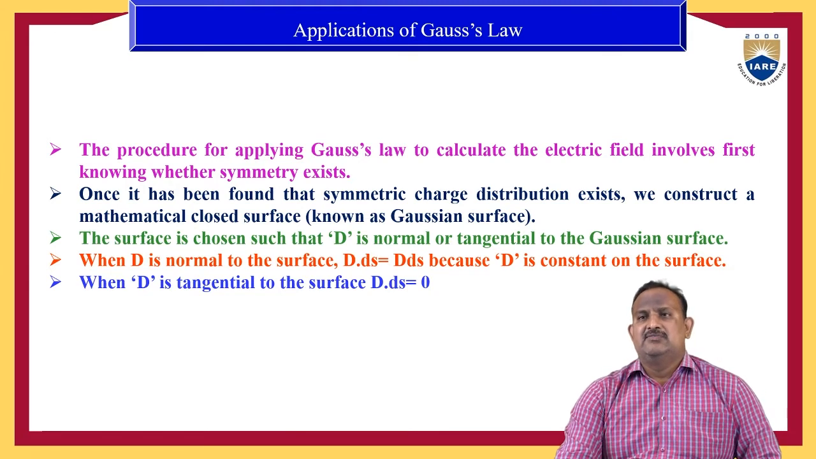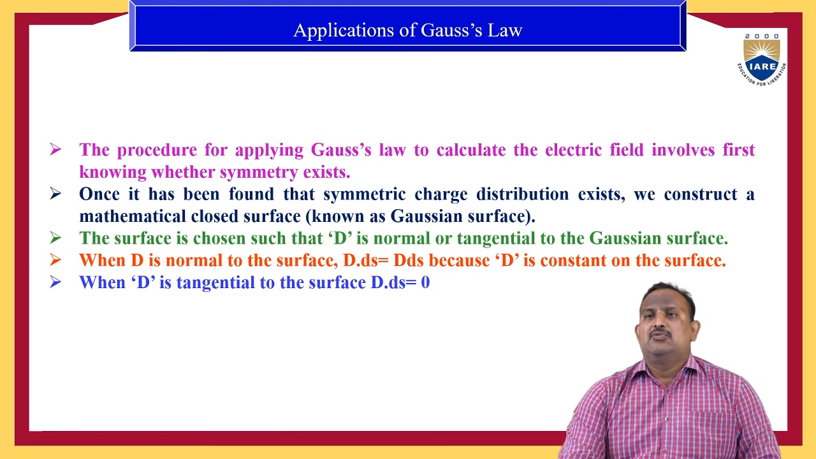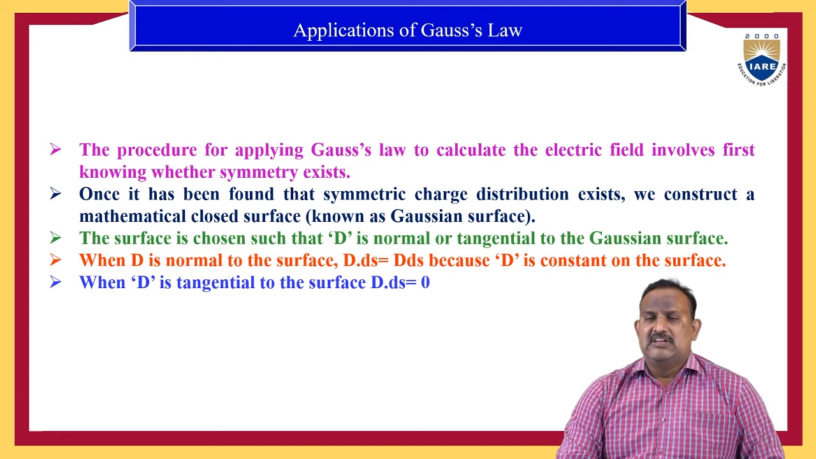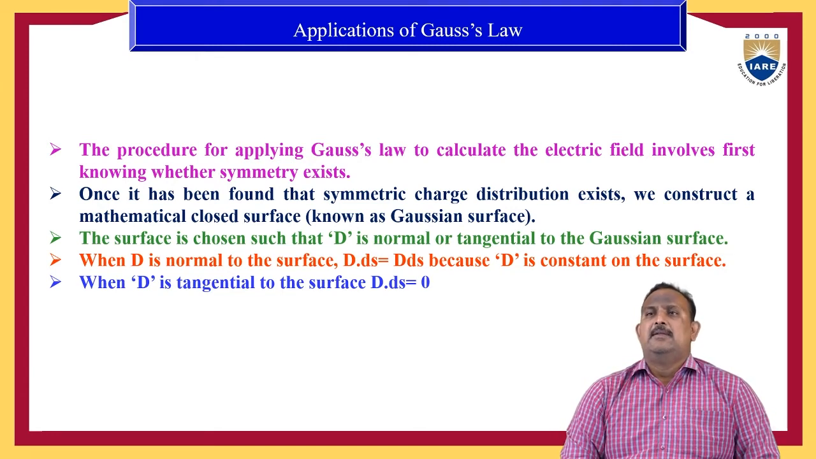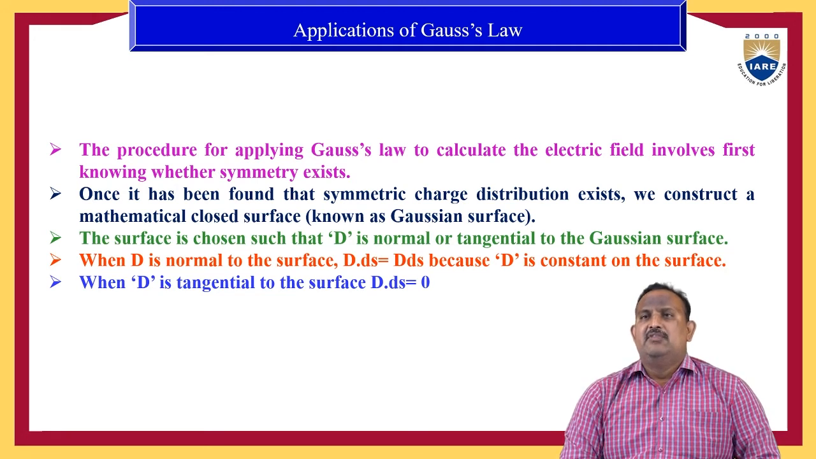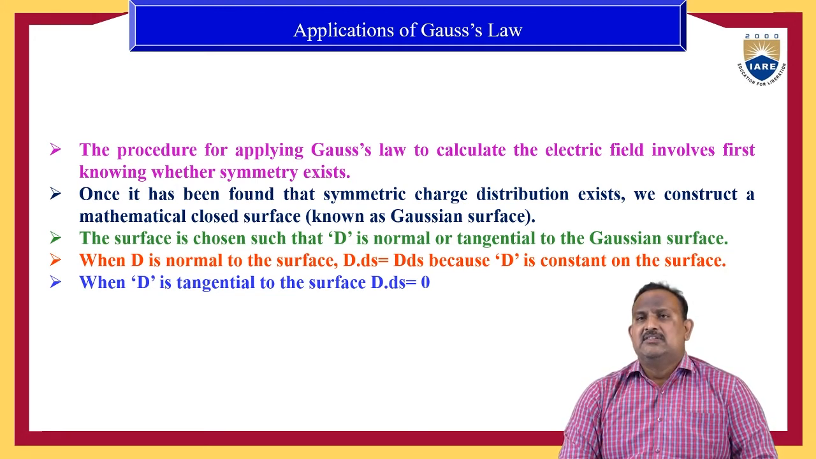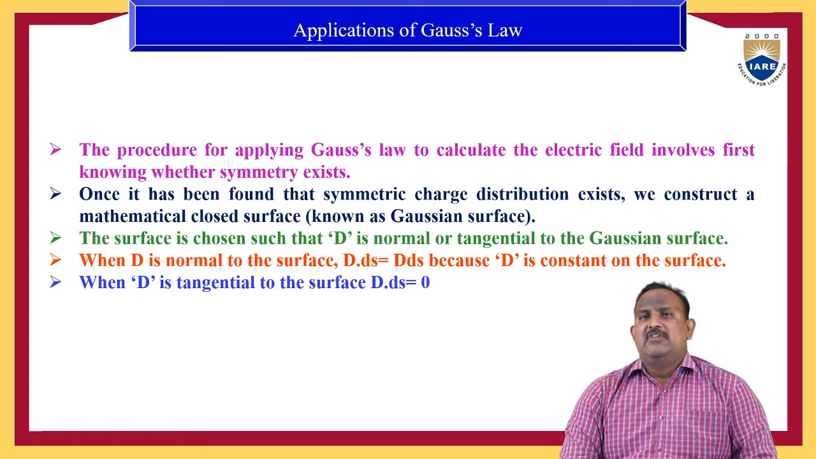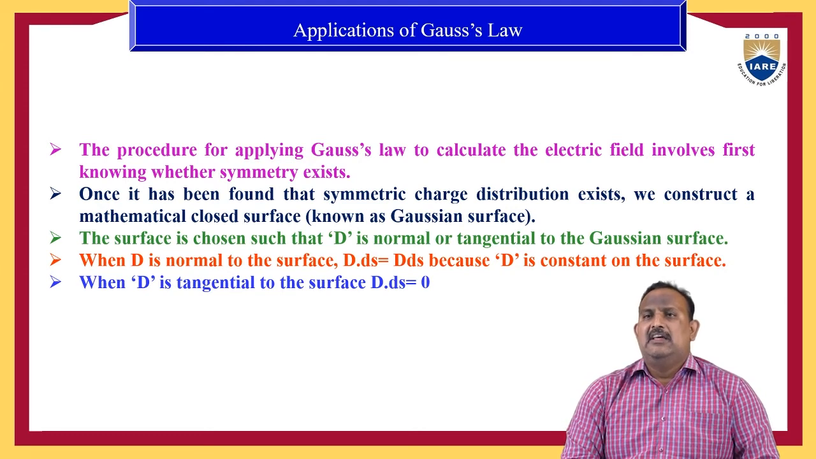These are the rules we need to follow when we are applying the Gauss law to any surface. First, we need to check whether there is a uniform charge distribution. If a uniform charge distribution is there, then we need to construct a mathematical closed surface, which is also known as a Gaussian surface. Then the third one, we need to check that the electric flux density D should be normal to the Gaussian surface. When electric flux density D is normal to the surface, then only we can apply the Gauss law. If electric flux density D is tangential to the surface, then D dot ds is equal to 0, and we cannot apply the Gauss law to that particular surface.